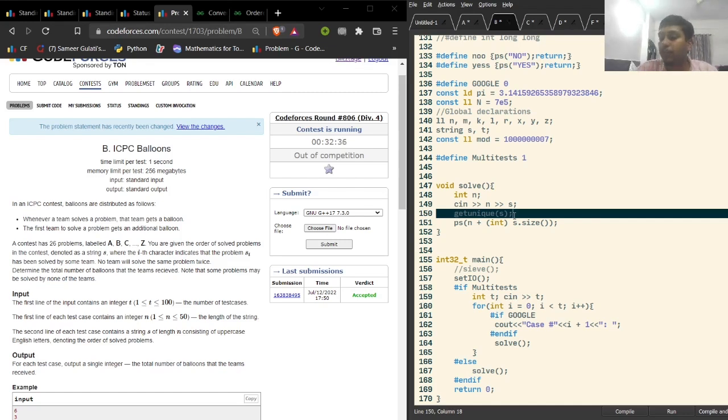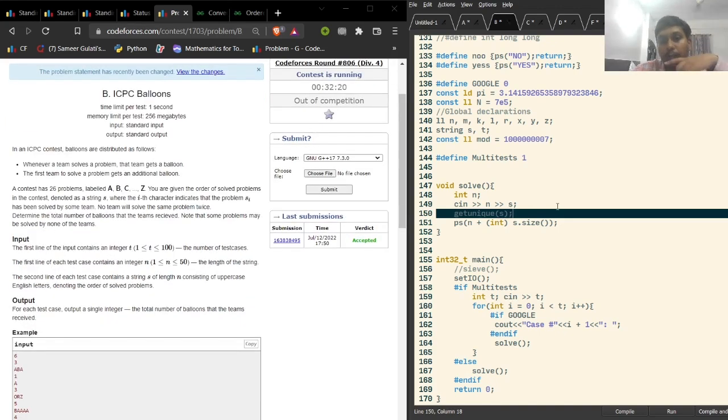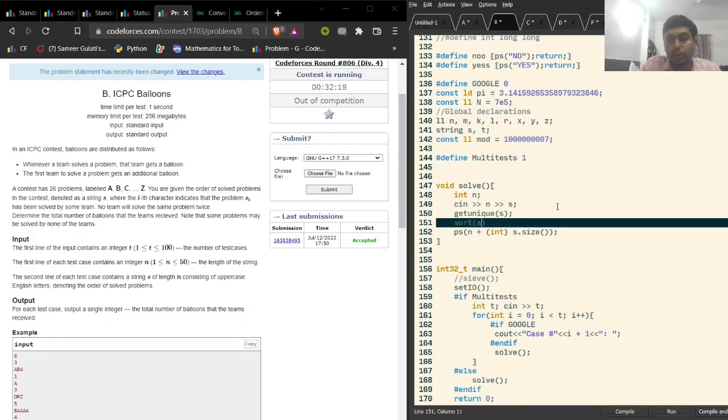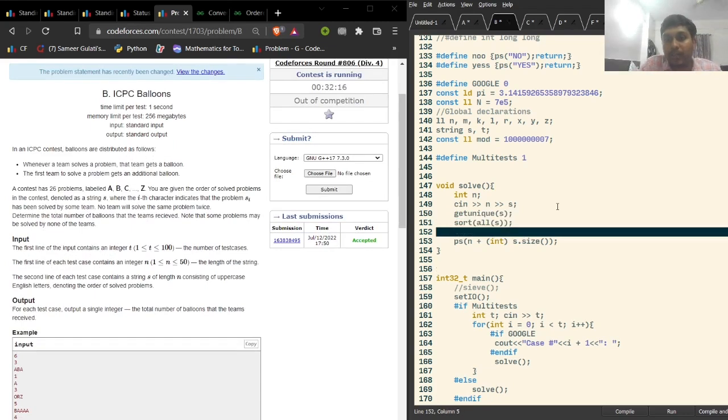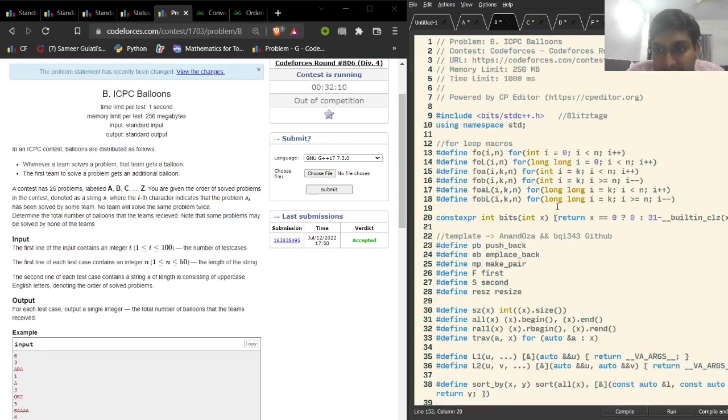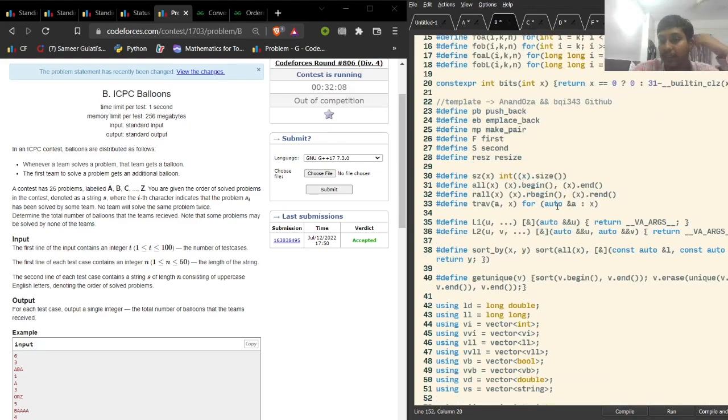So let's say from A to Z I have 10 problems solved. For all of these 10 problems, the team which solved them first will get one more balloon. So in total 10 more balloons will be distributed. So we just want to know how many of these problems have been solved. One way I did that was I sorted the string. So get unique is basically I sort the string first, and then I calculate unique for the string. But once you calculate unique, you also need to delete the elements at the end.